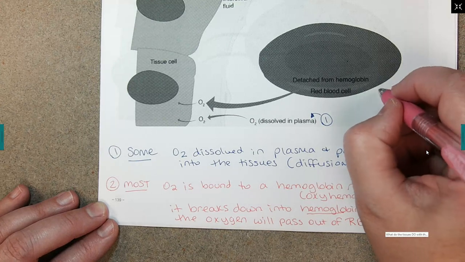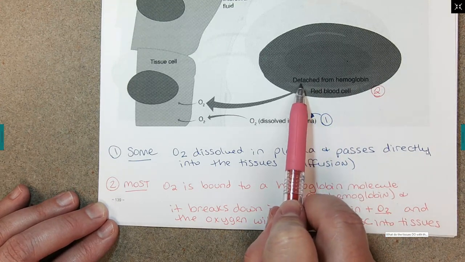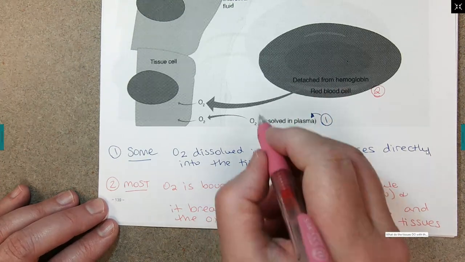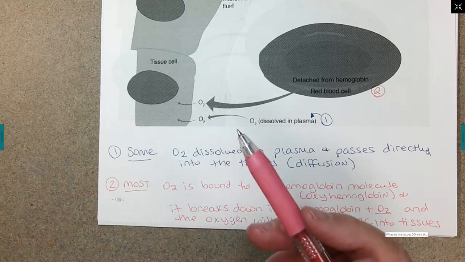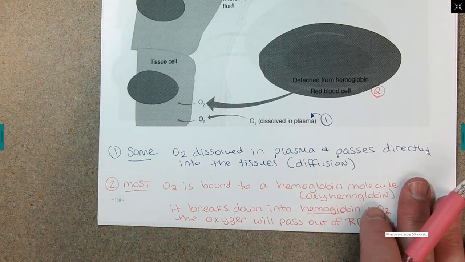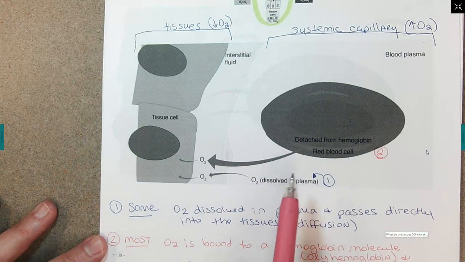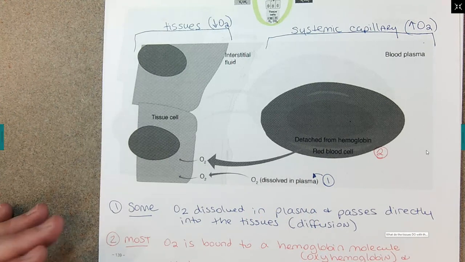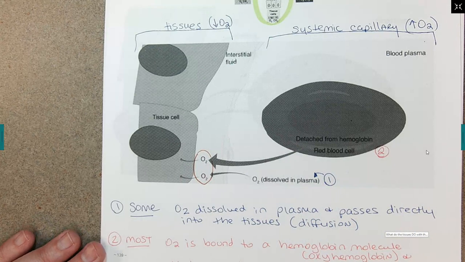So this is going to be number 2 right here. It's going to detach from the hemoglobin molecule within the red blood cell. That oxygen, see that big arrow? That means a lot of this is going to pass this direction, or use this method to get into the tissues. Now that the oxygen is in the tissues, either by diffusion straight from the plasma or by detaching from the hemoglobin molecule, what happens next? Why are we trying to get oxygen into the tissues? What's the whole point there?